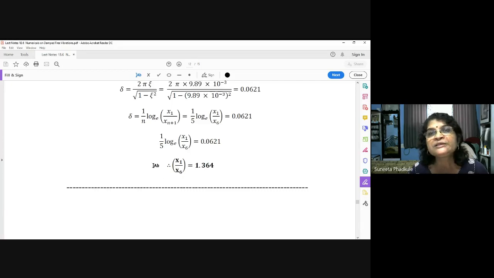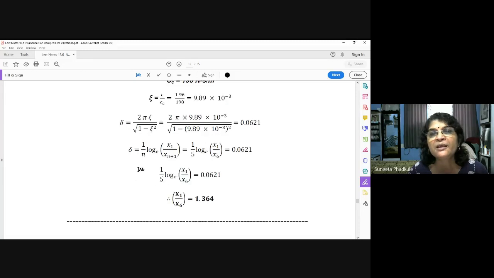We want to see, this is the formula. Delta is equal to 1 upon n log base e of x1 upon x n plus 1. Put the value of n here, that is 5. So 1 upon 5 log base e, you want to find out this x1 upon x6. Okay, so how to find out this? By knowing delta. That means to find out x1 upon x6, you first find out delta.